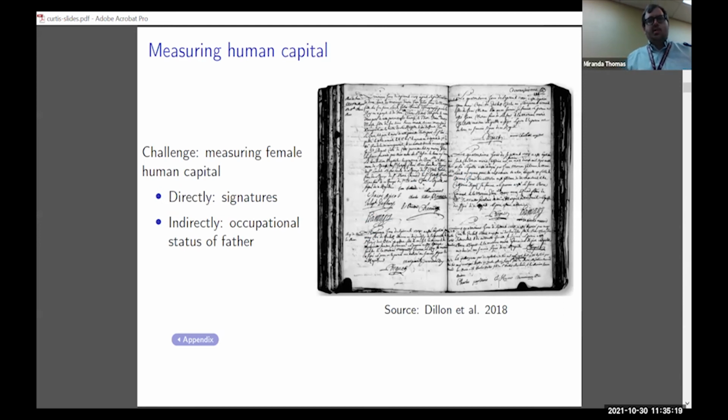The difficulty with the data set is measuring female human capital directly. I can directly measure signatures, which are a good measure of literacy, at least basic literacy, but it is a 0-1 variable. And there's a lot of change over time in this period. So the other measure I use sometimes is the occupational status of the father. In the results I'll show you today, I'm using the earnings of that occupation in the 1901 Canadian Census. It's pretty robust to other measures of occupational status, though.